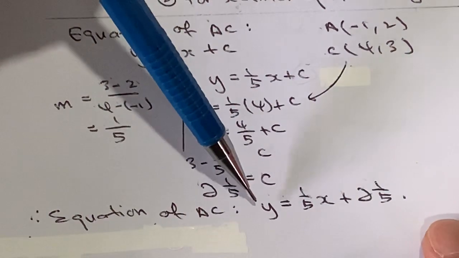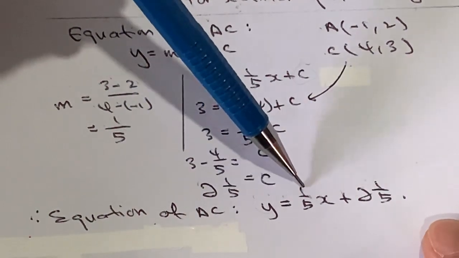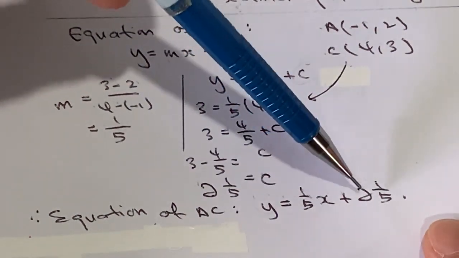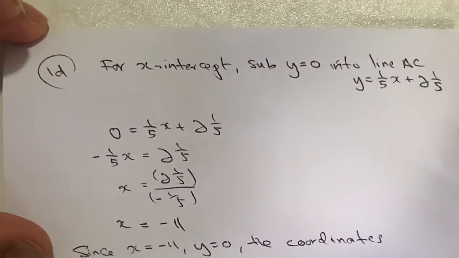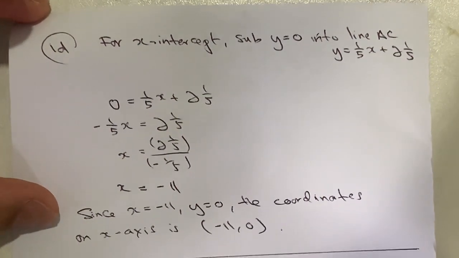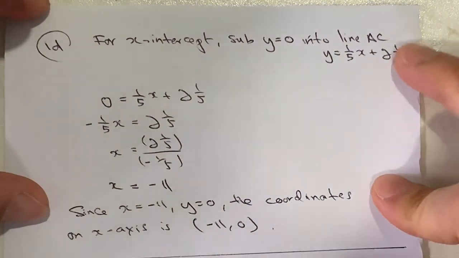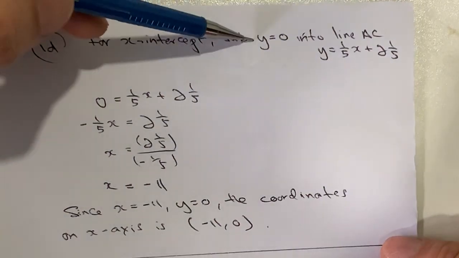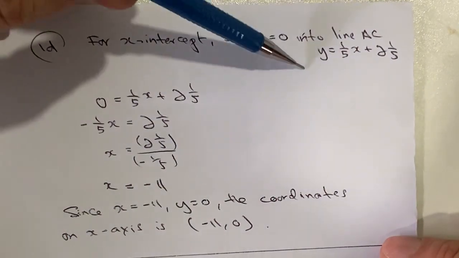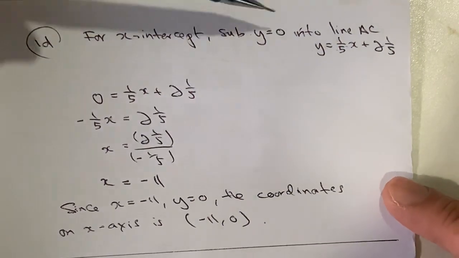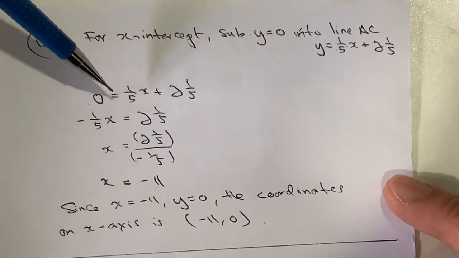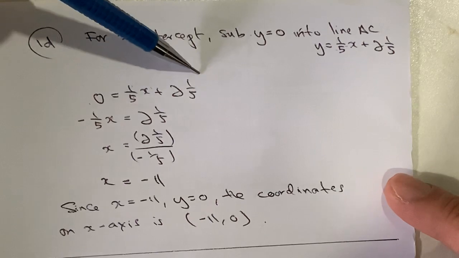To get the second step, which is the x-intercept, just substitute y equals 0 into this equation. So I will have 0 equals 1/5 x plus 2 and 1/5. So here's the working for substituting y equals 0 into the line y equals 1/5 x plus 2 and 1/5. So I have 0, like I said earlier, equals 1/5 x plus 2 and 1/5.